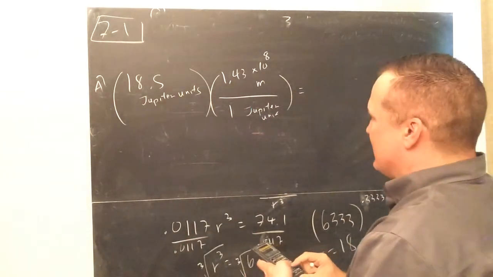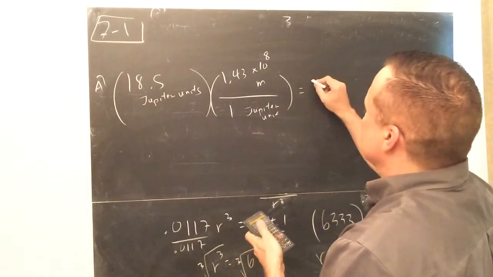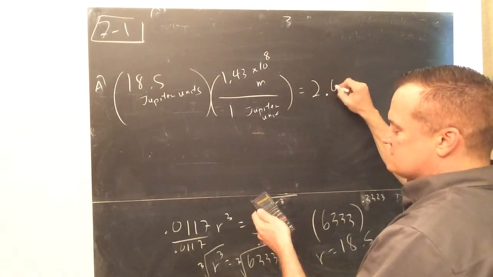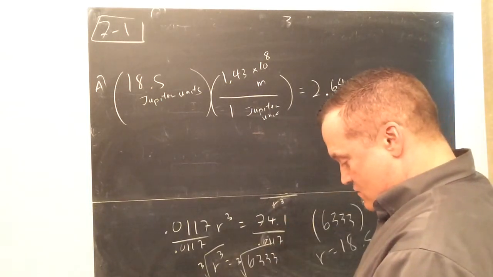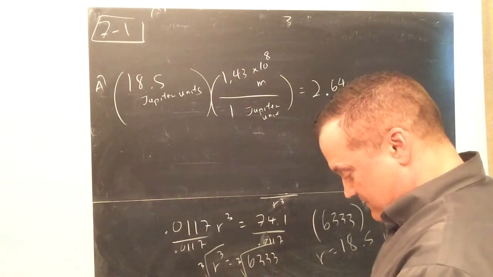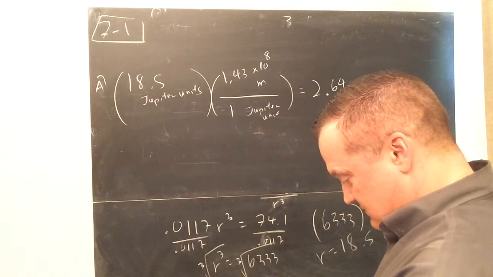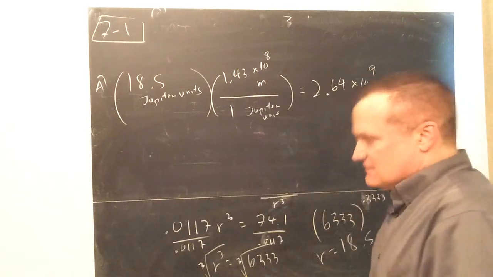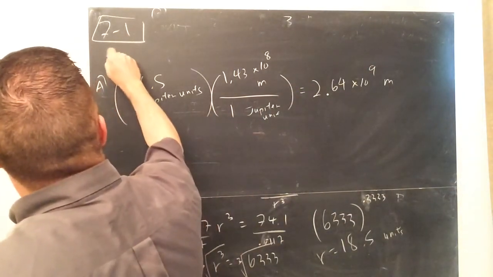So 18.5 times 1.43 times 10 to the 8. Now we're getting back to scientific notation that we saw earlier in the year, and it's 2.64 times 10 to the, wow, 1, 2, 3, 4, 5, 6, 7, 8, 9. Yeah, 2.64 times 10 to the 9th meters is the distance there. That was part 2.